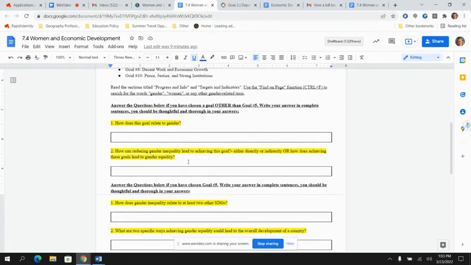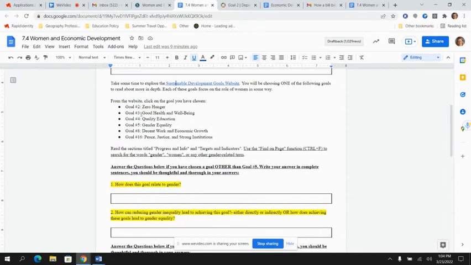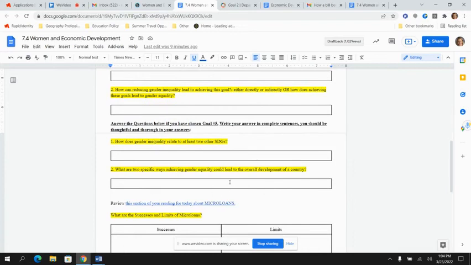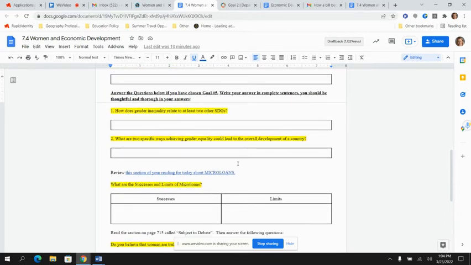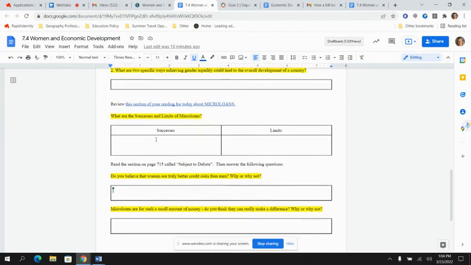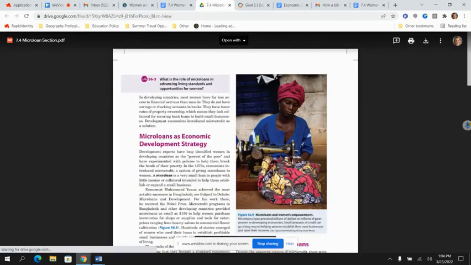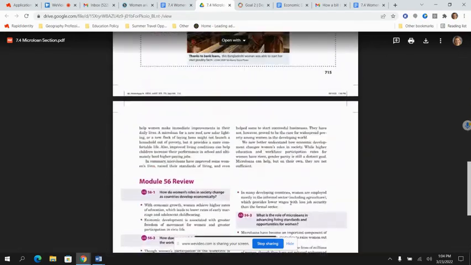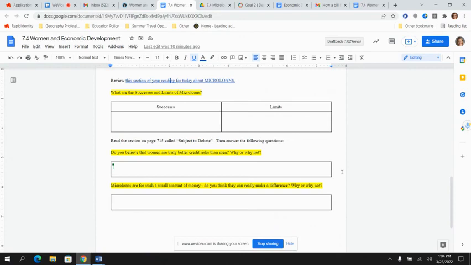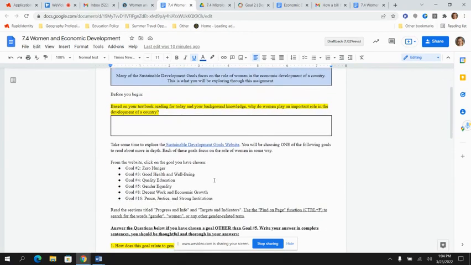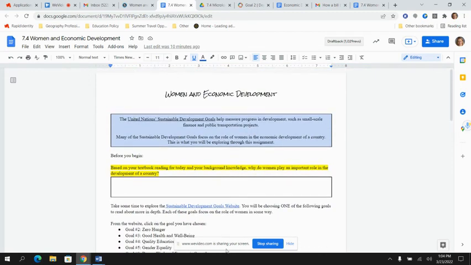You're going to choose one of them. If you choose goals 2, 3, 4, 8, or 16, you're going to answer these 2 questions. If you choose goal number 5, which is just gender equality, you're going to answer these questions because they're a bit more geared towards that. And then you are going to be answering some questions about microloans. I have attached the pages from your reading that were focused on microloans, so 3 pages there, and you're going to answer some questions about microloans and how those have been seen as a tool to help women develop. And then what are some of the pros and cons of those? All right, so that's the plan for today. Reach out to me if you have any questions.